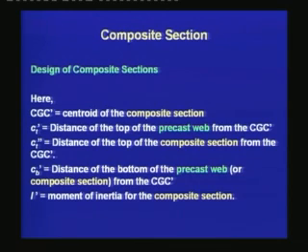Again, here CGC prime is the centroid of the composite section, Ct prime is the distance of the top of the precast web from the CGC prime, Ct double prime is the distance of the top of the composite section from the CGC prime, Cb prime is the distance of the bottom of the precast web or composite section from the CGC prime, and I prime is the moment of inertia for the composite section.